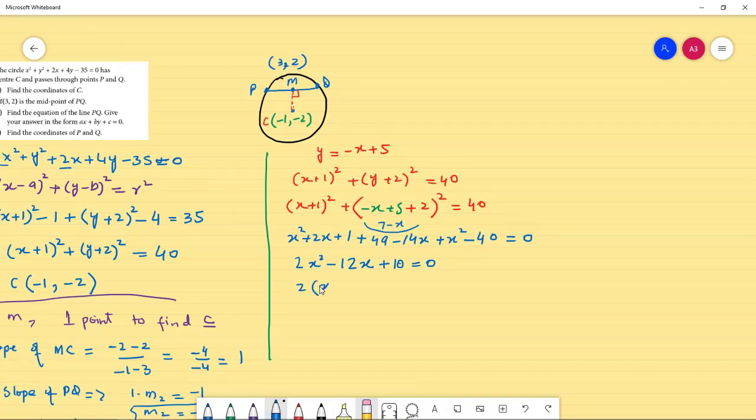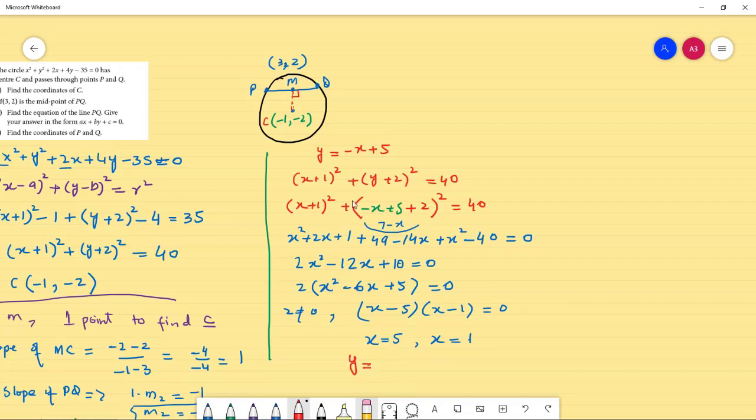Take 2 common. This would become x² - 6x + 5 = 0, and 2 is not equal to 0. So the factors of x² - 6x + 5 are (x - 5) and (x - 1). So x = 5 and x = 1. For these values of x, you also have to find the value of y. When x is 5, y is -5 + 5, which is 0, and when x is 1, y is -1 + 5, so y is 4.